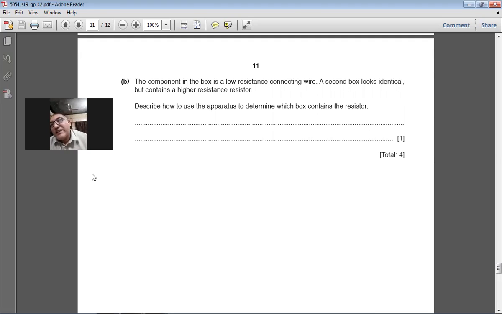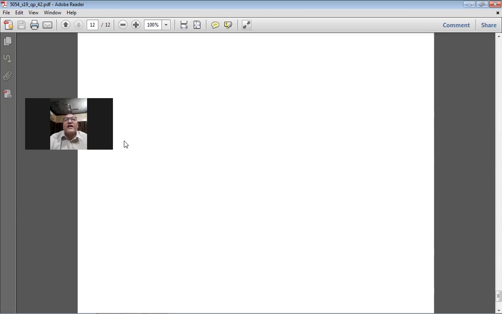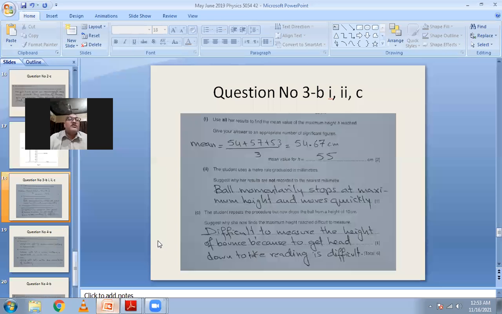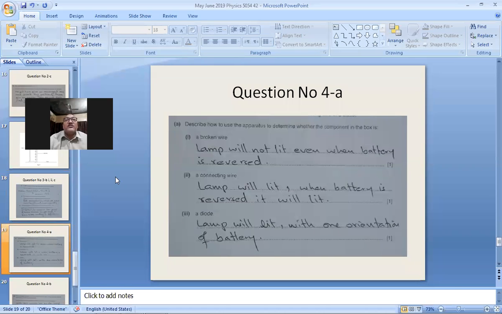You see, when you connect the PQ with a low resistance connecting wire, the lamp will be bright as normal. But when you put there the second box which has a higher resistor in it, because the lamp and that resistor will be connected in series with each other, the brightness of the lamp will be affected and the lamp will not be that bright. So that is question number 4, and we have reached the end of the paper. So let me show you my answers for question number 4.